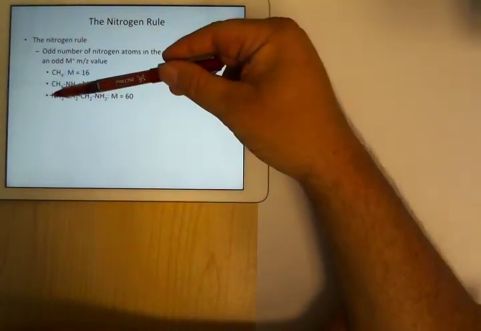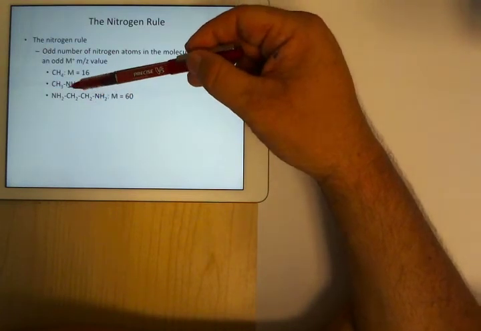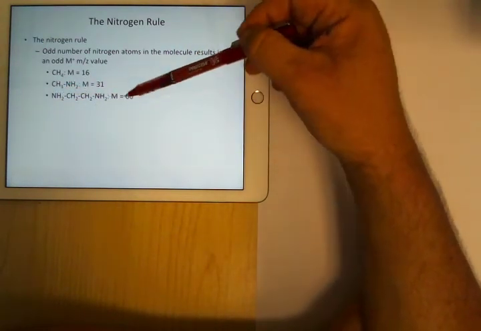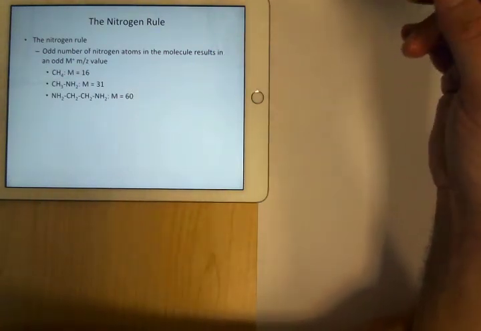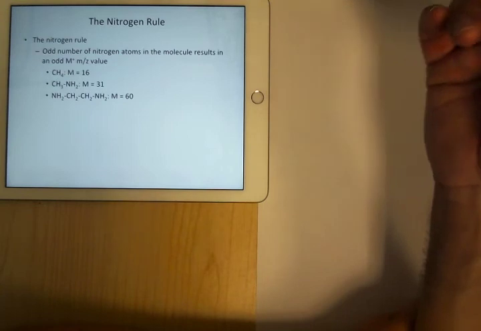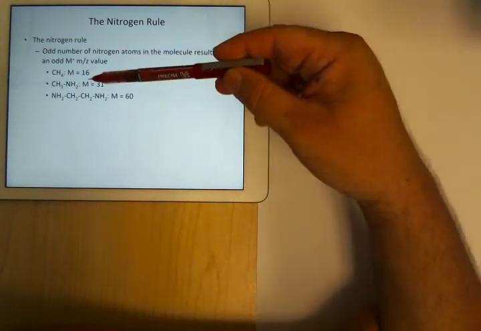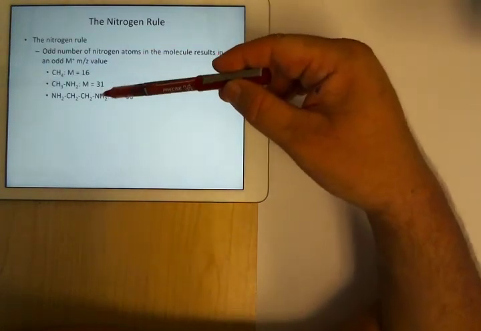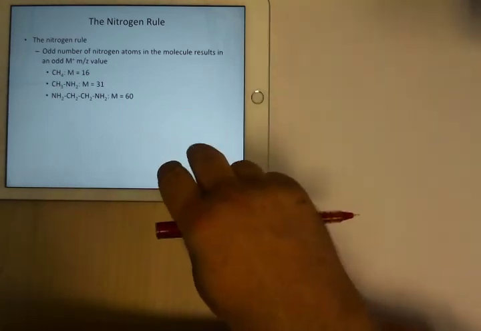But if you have 2 nitrogens, like in dimethylethylenediamine, you're going back to an even mass. So you can have even masses with nitrogen. That just means you have an even number of nitrogens. But if the mass is odd, you're definitely going to have 1 or 3 or 5 nitrogens in it.